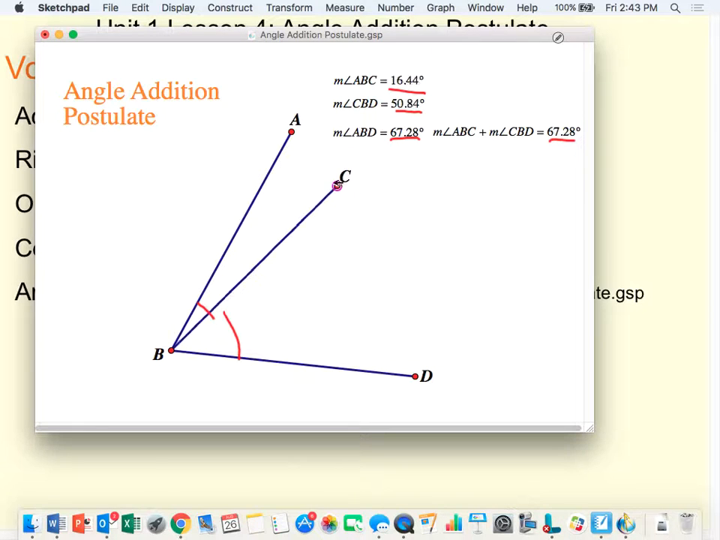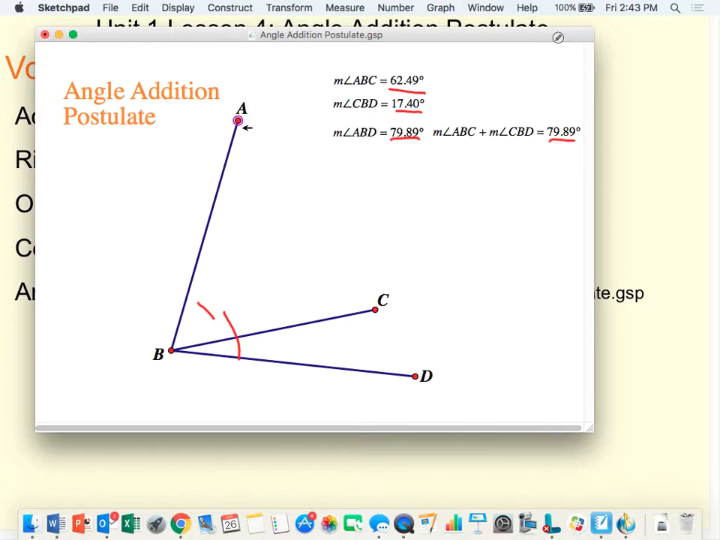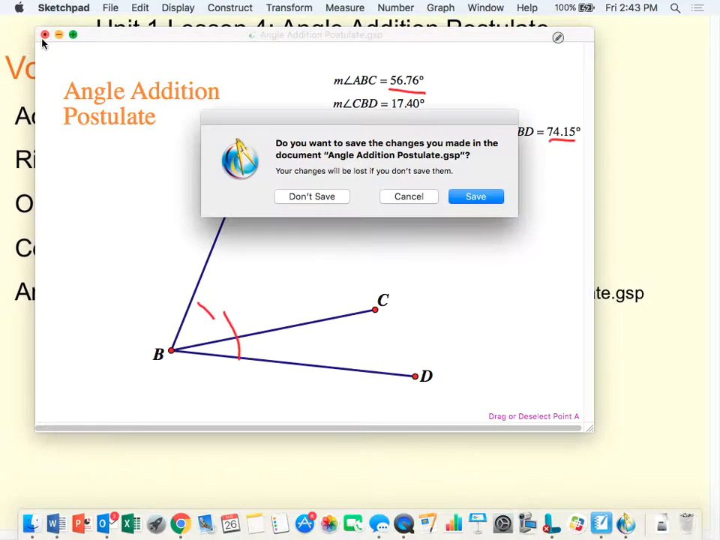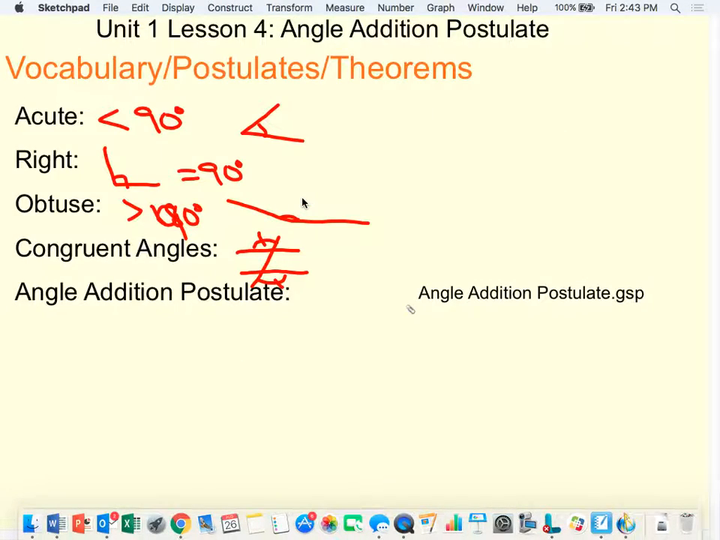Well, yeah, we can move C, and you can see how that changes things there. Even though the angles ABC and CBD change, those two down there stay the same. If I change the angle measure like this, even then they stay the same. And so hopefully you're convinced of the angle addition postulate, that if I add together the two angles, that'll be equal to the entire angle.